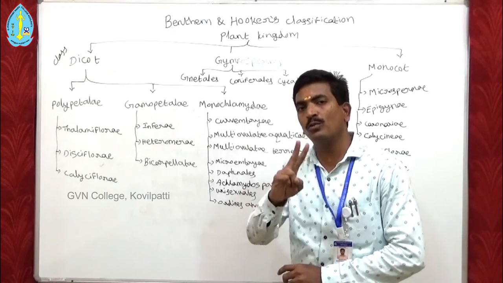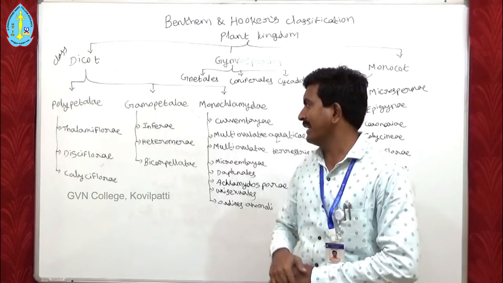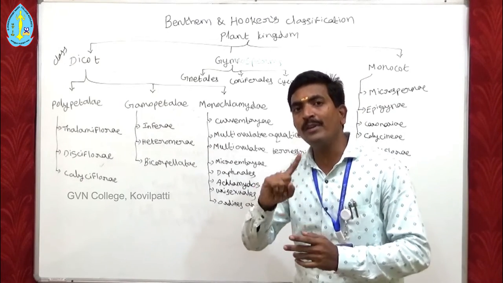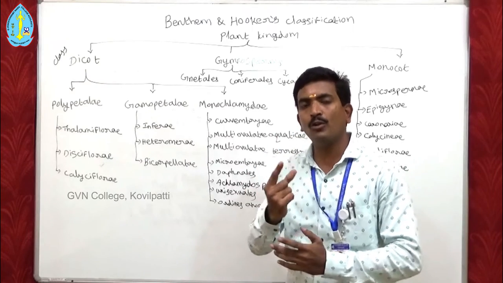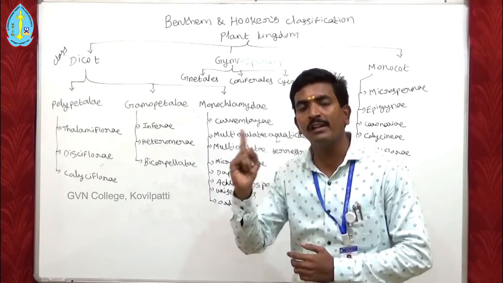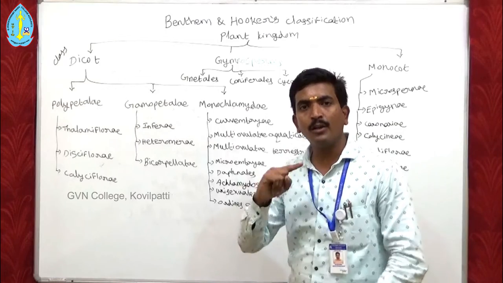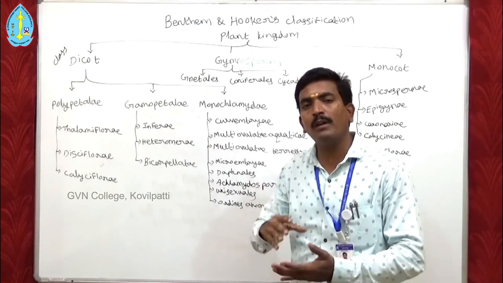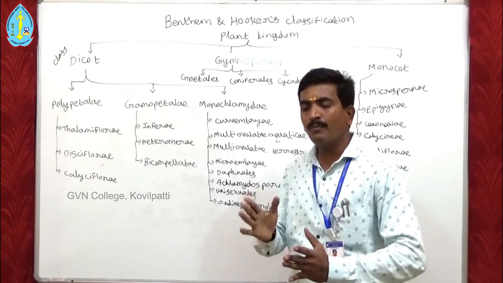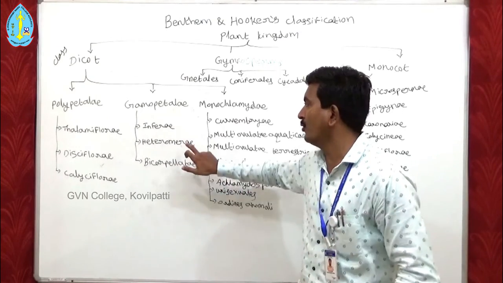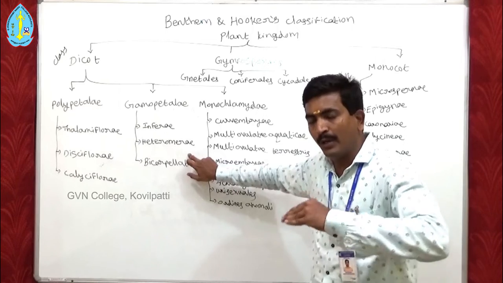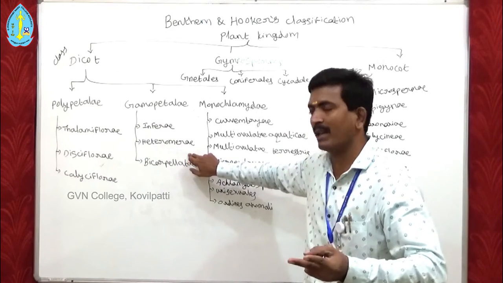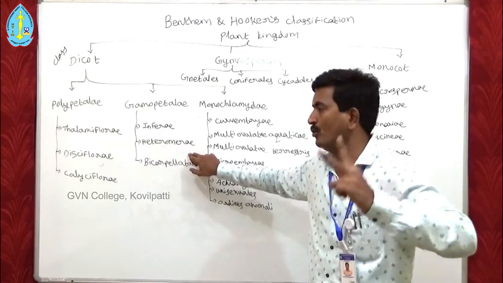The superior ovary flowers contain two distinct characters. One character is that they contain androecium in two rows, that means two series, two whorls of androecium, and also the carpels are more than two. Those plants come under the series Heteromerae. So Heteromerae means superior ovary flowers, androecium present in two series, and the carpels are more than two.